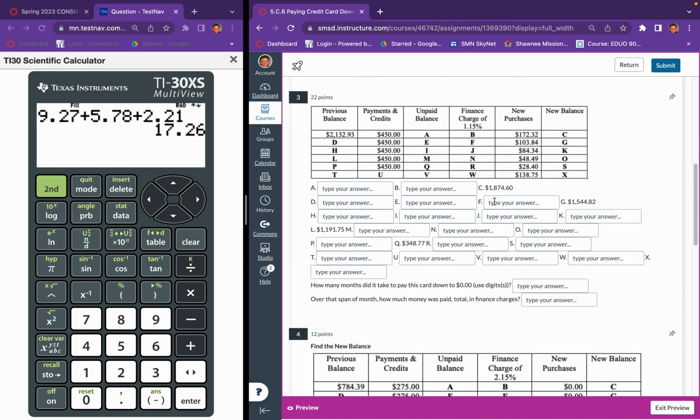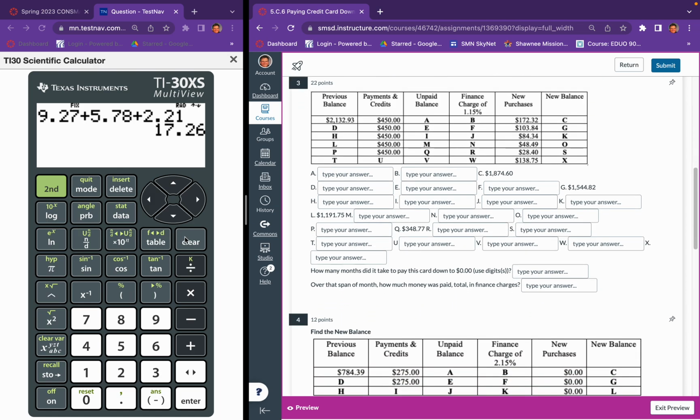I'll do one more. Do number 3 here. Okay, so we're going to start clear, brand new problem. $2,132.93. We're going to make a payment of $450, so we're going to subtract $450. And after we make that payment, we still owe quite a bit of money. We owe $1,682.93.